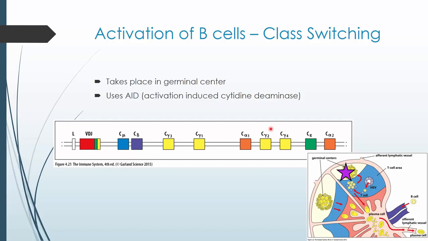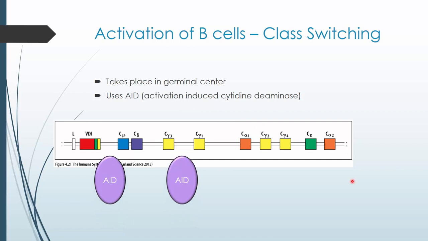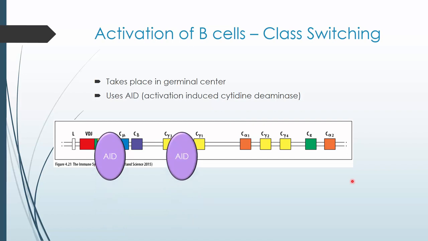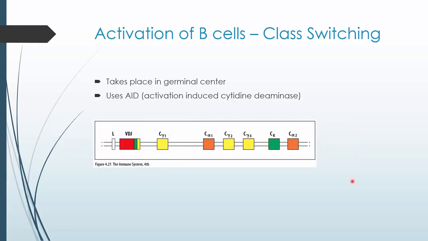Class switching, remember we talked about how in the genome you've got all these constant regions lined up. Class switching uses AID, and essentially all it does is the AID protein comes in, cleaves out part of the genome in a constant region, removes it, and combines the genes so that now instead of having the IgM and IgD, you can make IgG. So essentially it just removes the genes that are in between and brings a constant region closer.